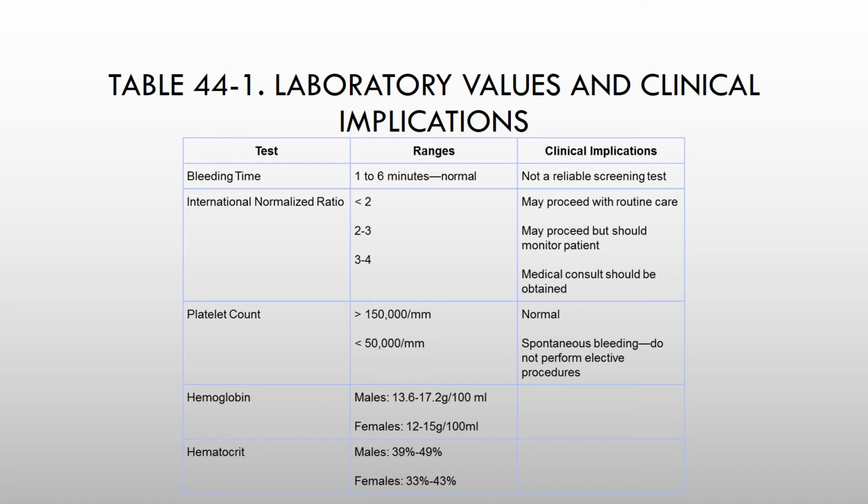Again, greater than 150,000 platelets per milliliter is normal. Less than 50,000 platelets per milliliter will cause spontaneous bleeding, so do not perform elective treatment. Hemoglobin in males is normally 13.6 to 17.2 grams per 100 milliliters. Females is a little lower, 12 to 15 grams per 100 milliliters. Hematocrit is 39 to 49% in males normally, and 33 to 43% in females.